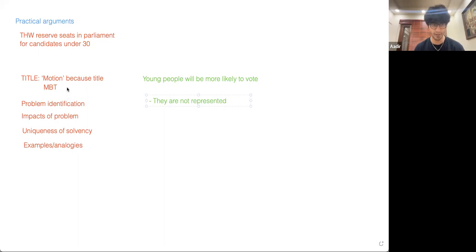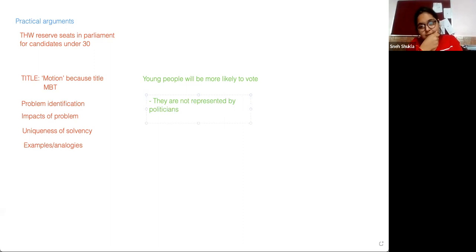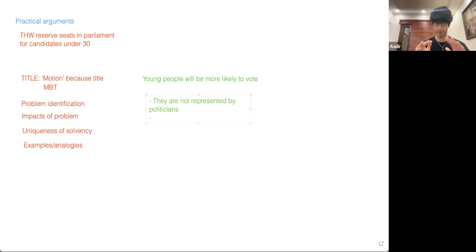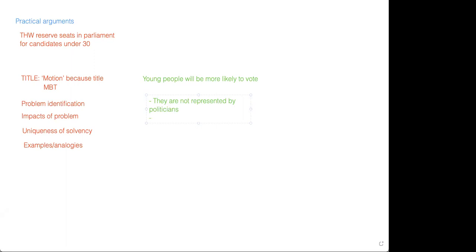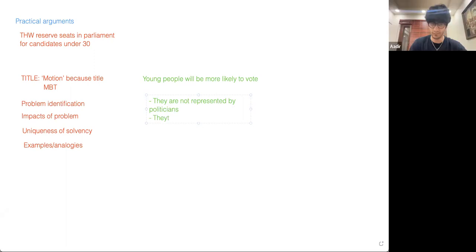But young people are more likely to vote, the problem. They are not represented by politicians in the current status quo, because the politicians... Well, we'll get to that later. But that's a problem. They don't vote because they don't think politicians represent them. Correct? Right. They don't see they have a meaningful choice. There is a lack of choice, which is actually the same as the first.